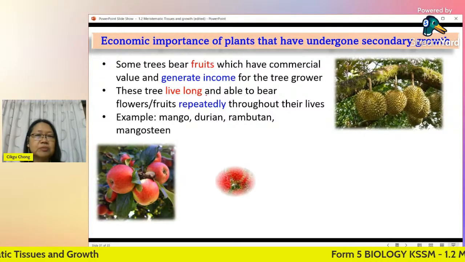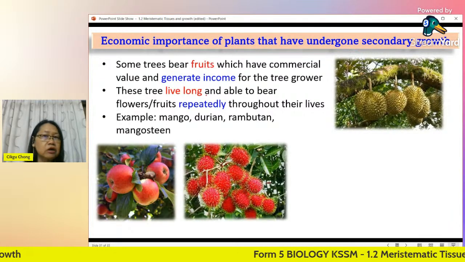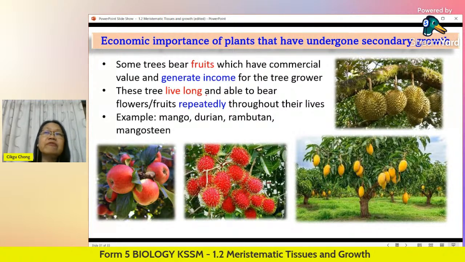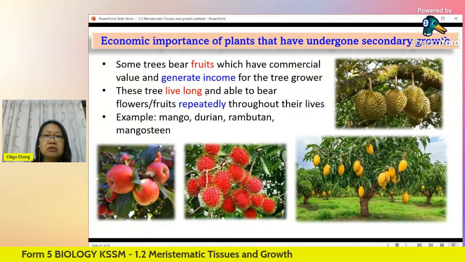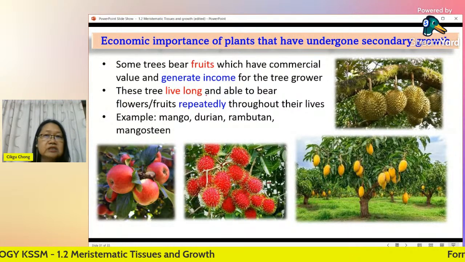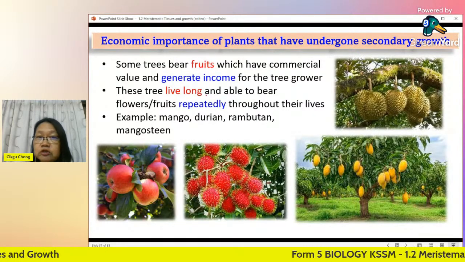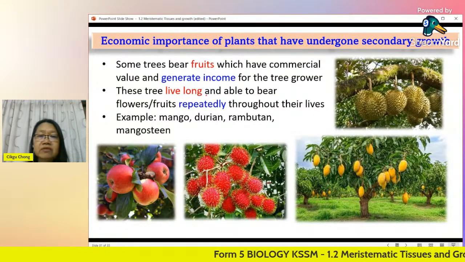Durian, durian very expensive nowadays. If you have a good durian tree, you can earn a lot of income because they bear fruits every year. Not only 1 year, you can earn as long as the tree is there, it has the nutrients, it will still bear you fruits. You can sell it, you can get money from there.